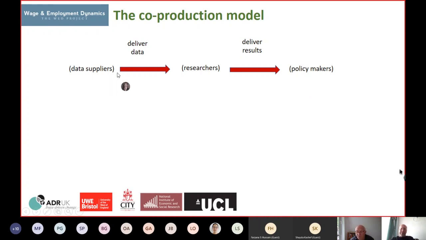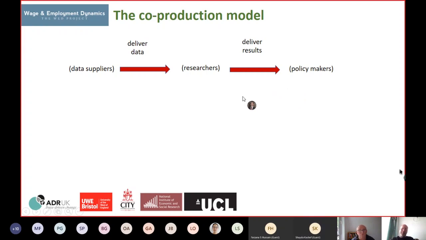For example, when ONS reviews its surveys, quite often it will get in touch with the users of the data, the researchers, the policymakers, and ask for input before it goes back and revises its data collection strategy. And of course, researchers don't just dump results down on policymakers. There is a conversation that goes on there.